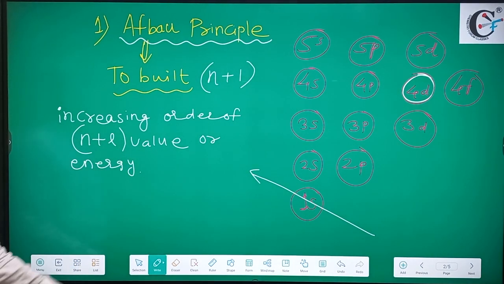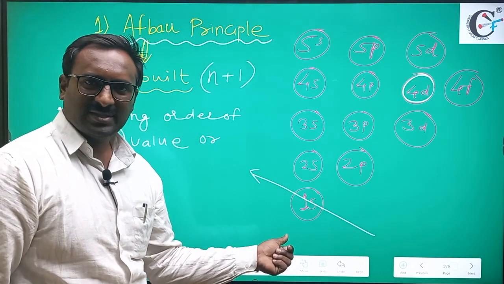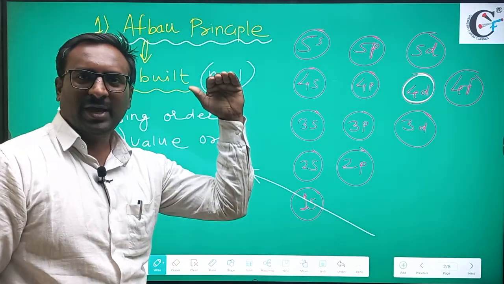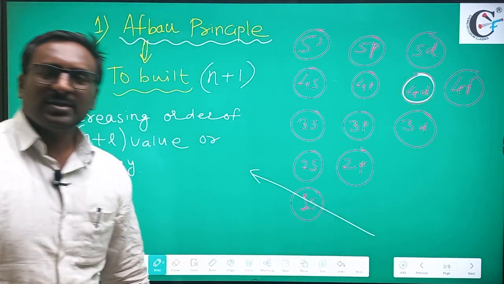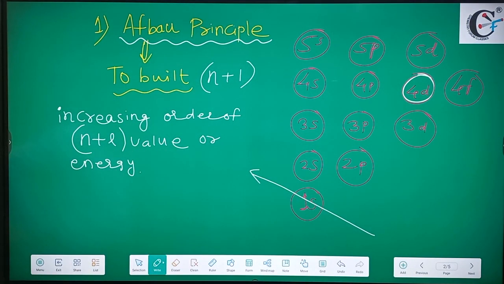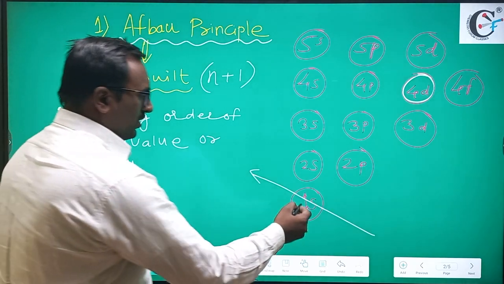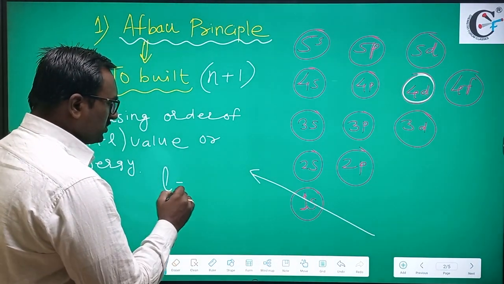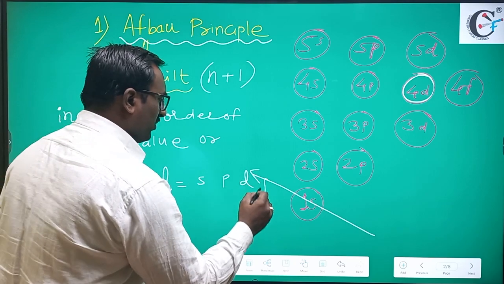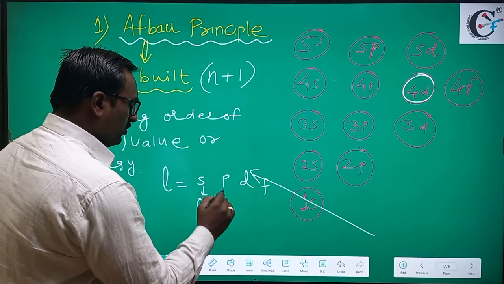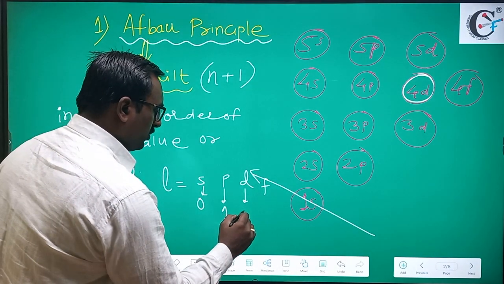Electrons prefer to be acquired first in lower energy levels and then go into the higher energy levels. Okay, like the 1s orbital has lower energy. What is the n plus l value? We have the l values for s orbital, p orbital, d orbital, and f orbital: 0, 1, 2, and 3.